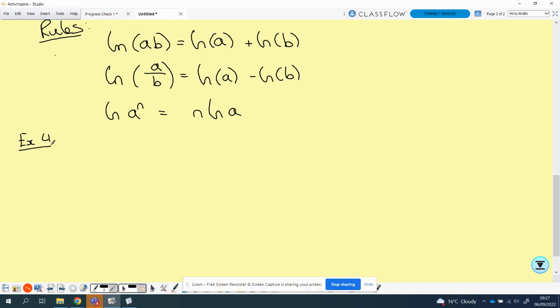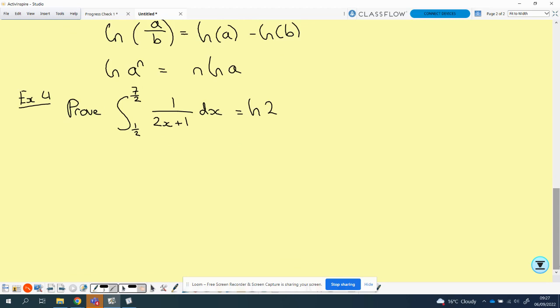Okay, so example 4, let's prove that the integral with limit 7 over 2 and a half of 1 over 2x plus 1 dx gives me the value log 2. Okay, so what I prove that we get, if I integrate this with the limits, I get log 2.